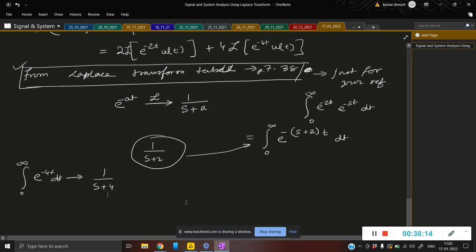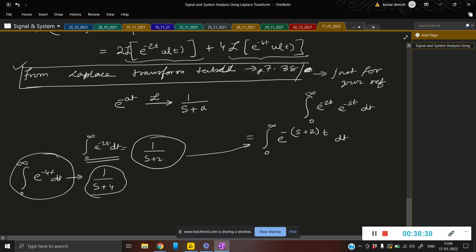Okay, so now if we put this value, e to the power -4t dt integrated over 0 to infinity, in place of this, and e to the power -2t dt integrated from 0 to infinity, in place of this we will put its value. So now this is the new value, that is, your L of x(t) equal to 2 into 1 by (s plus 2) plus 4 into 1 by (s plus 4).